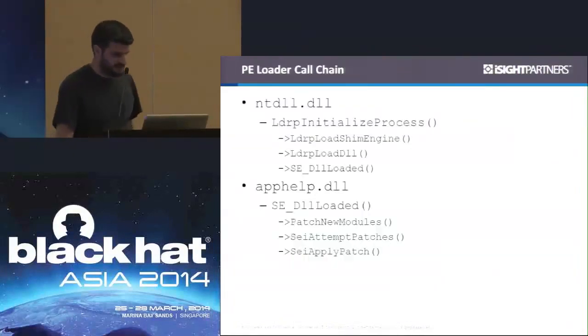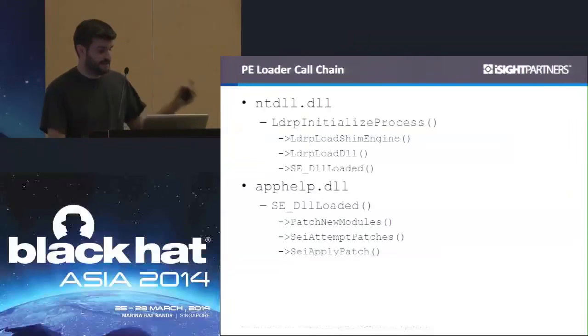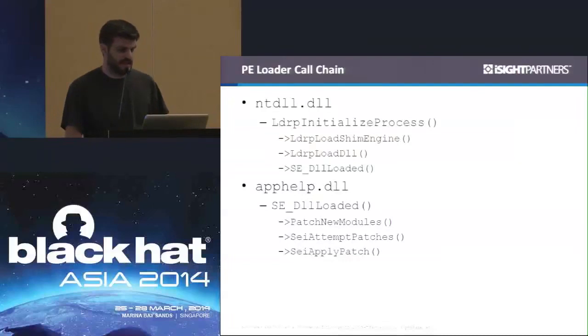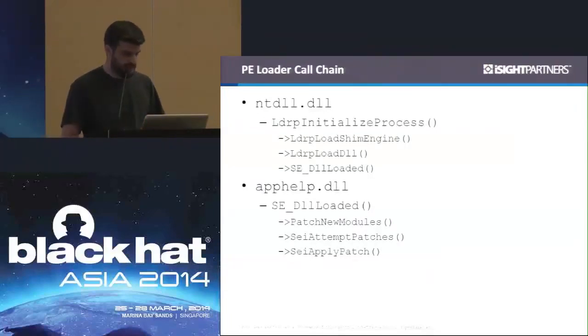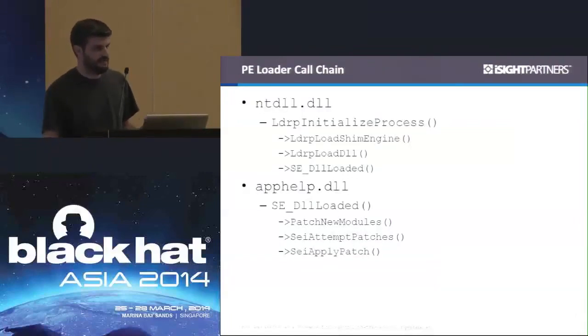Okay, so here's a very high level view of what the payloader does when it's applying an in-memory fix-it. It initializes the shim engine. It resolves a function within the AppHelp DLL called SE_DllLoaded. SE stands for shim engine. Within that function, it calls patch new modules, attempt patches, and apply patch. And the apply patch function is the one that actually does the work of processing this patch bits information.